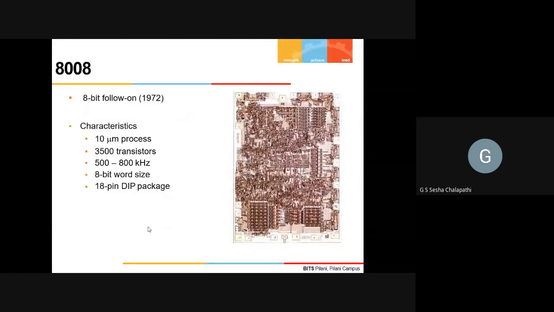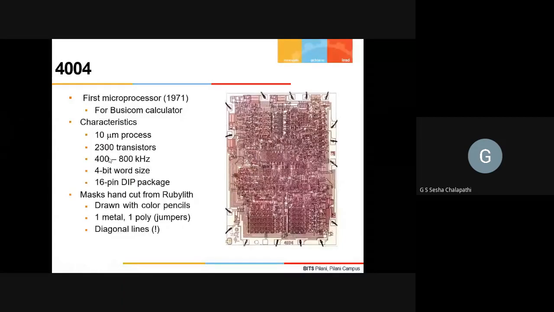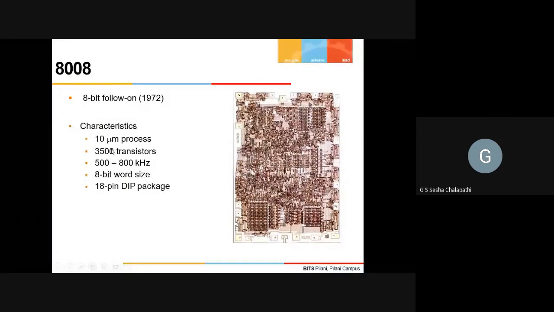The second generation was a follow-up of the 4004. This is the 8008, which followed in 1972. This is also a 10 micrometer process. However, the word size was 8 bits wide. It had 3500 transistors compared to 2300 in the 4004, and its clock speed was 500 to 800 kilohertz. Again, as I said, the word size is 8 bits, and it had an 18-pin DIP package.